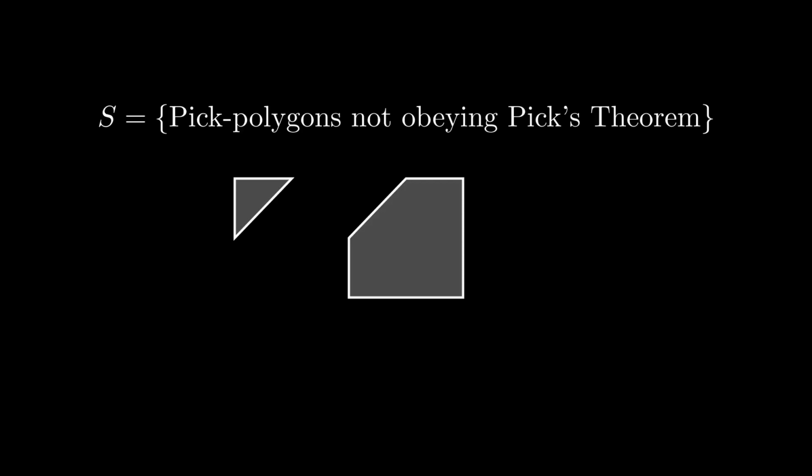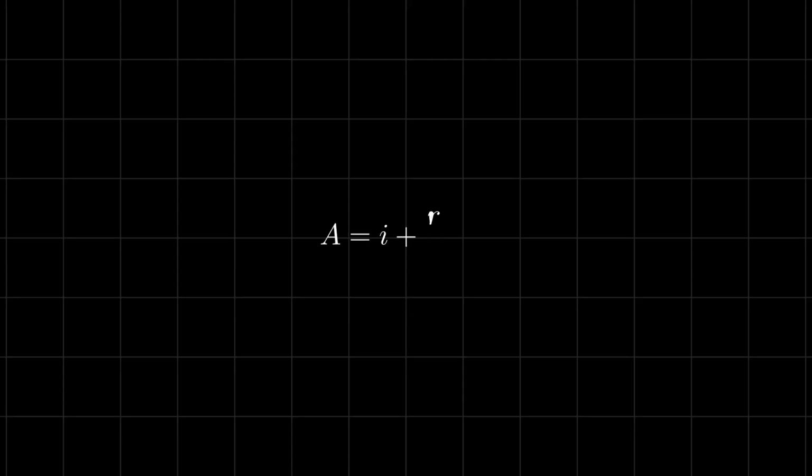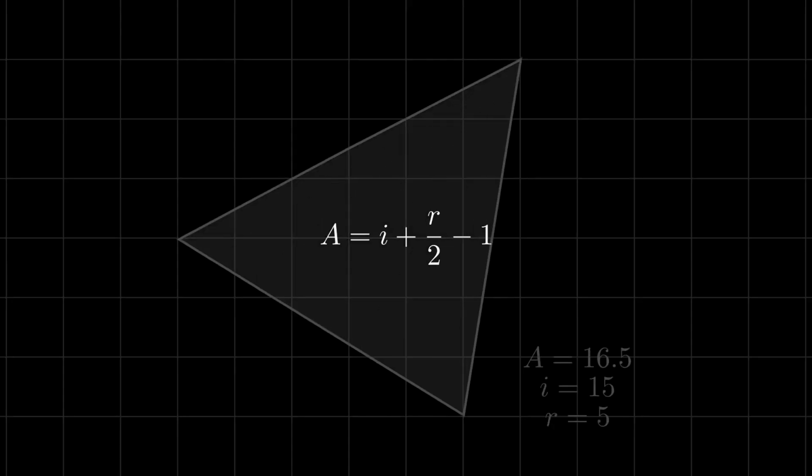Now if we concatenate them again, by additivity we again get a Pick polygon. So this is a contradiction because we said this was not a Pick polygon, but we just proved it is. This means that S has to be an empty set, so every Pick polygon obeys Pick's theorem.